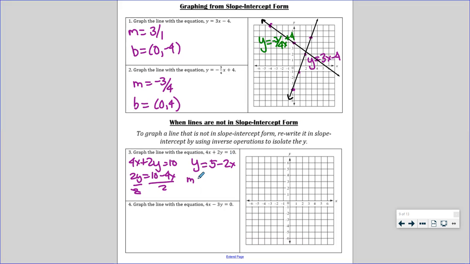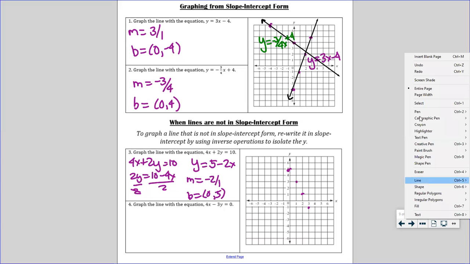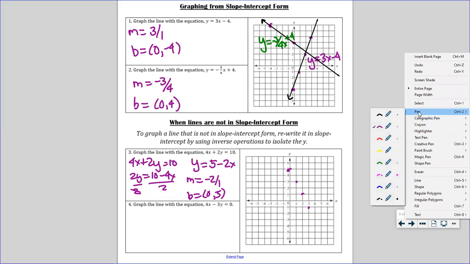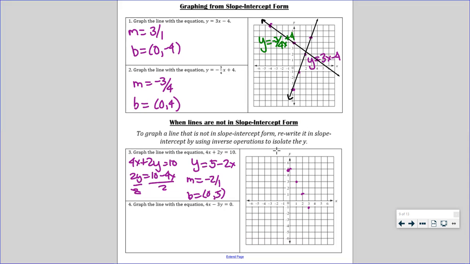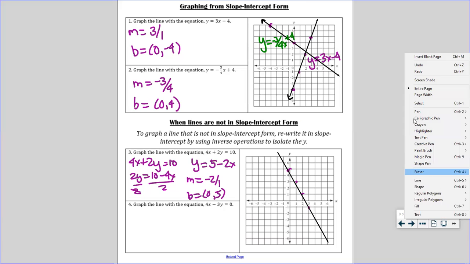So then my m is negative 2 over 1, and my b is 0, 5. So I plot that, 0, 5, and the same thing, negative 2, 2 down, 1 to the right, 2 down, 1 to the right, 2 down, 1 to the right. I think that's enough points. If you have 3 points, then you should be able to connect them, and then draw your line, and then label, of course.